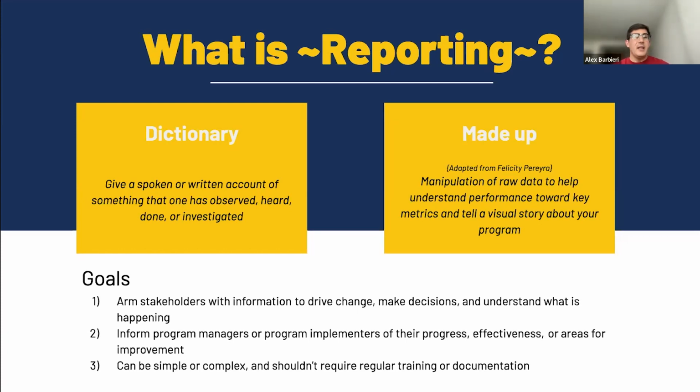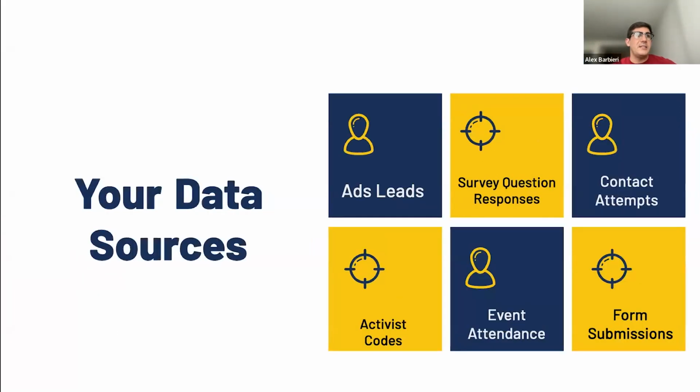So going to the next slide, thinking back to the data sources that we had access to, we already tracked our ads leads, our survey question responses, the contact attempts and the contact types, the different activist codes that we're tracking, whether someone has attended an event or not, if they have filled out a specific form that you put on your website. All of that data is now tracked, and we can use all this information to build a report to track: are we generating the number of ad leads that we had a goal to reach? Are we getting the total number of survey responses that we wanted to reach in order to talk to the number of voters that is going to get us to our win number?